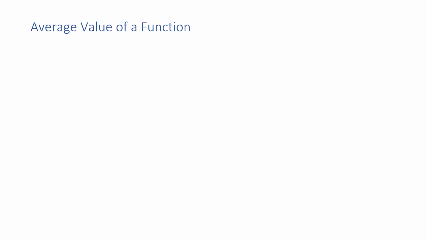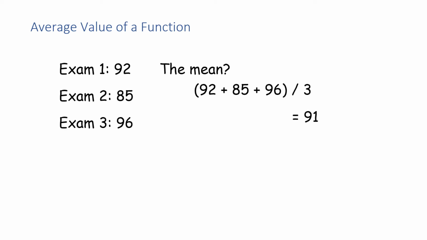This lesson is titled Average Value of a Function. We're familiar with averages or mean averages. For example, if you needed to compute an average of your exam grades, you'd add up each exam grade and divide by the total number of exams. If your exam grades were 92, 85, and 96, you would add those three grades together, divide by 3, and your average is 91.